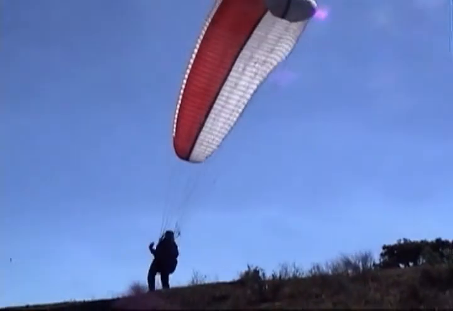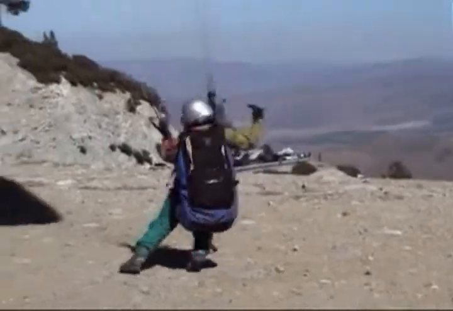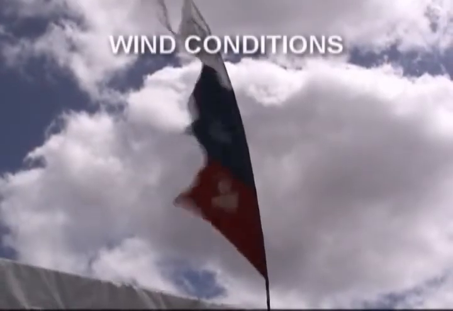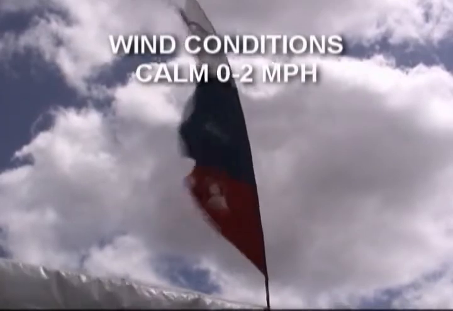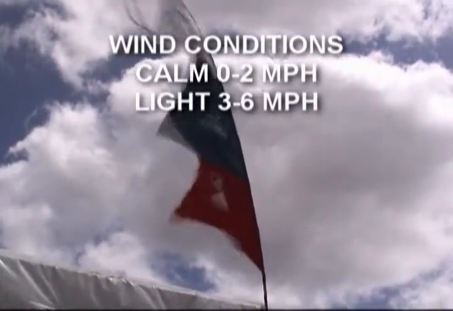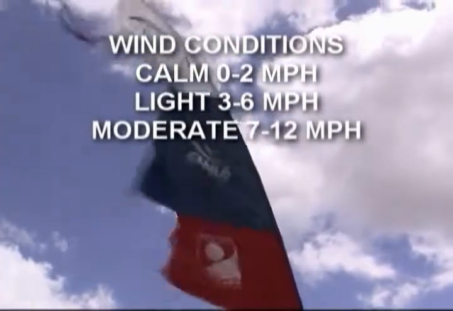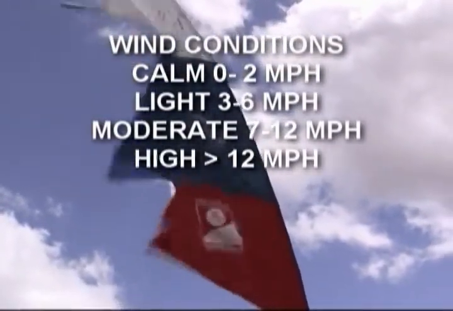Before choosing which inflation method to use, you should give consideration to the strength and direction of the wind, as well as the condition of the terrain. We will categorize wind speed as calm, 0 to 2 miles per hour, light, 3 to 6 miles per hour, moderate, 7 to 12 miles per hour, and high, anything over 12 miles per hour.